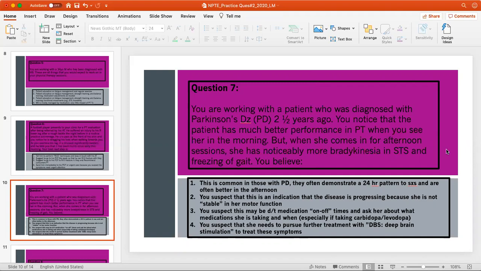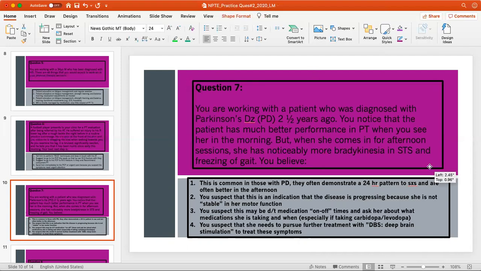What do you think? I'm going to go with 3 on this one, because that is common with Parkinson's patients, that when they are in an off time for their medication, they're going to have worse freezing of gait and generally just a harder time with motion, like smooth motion.